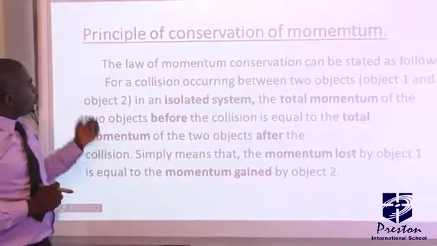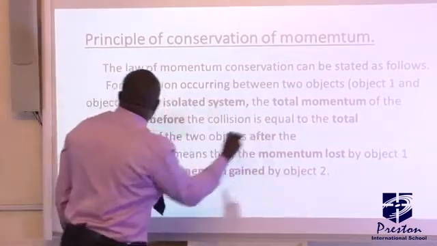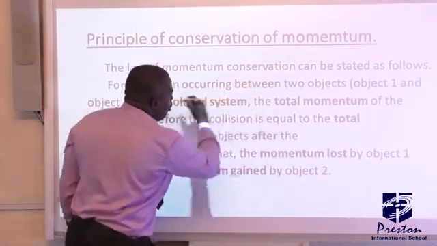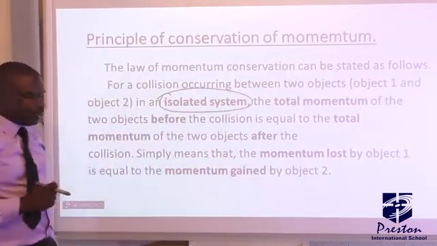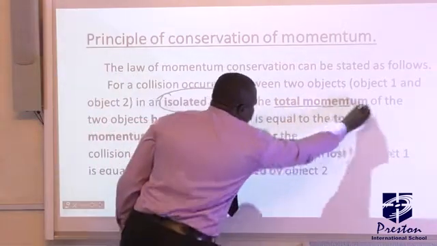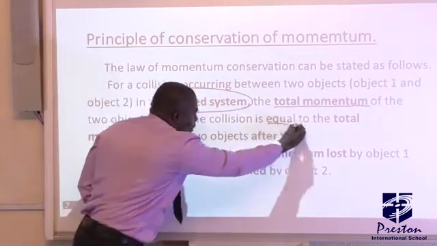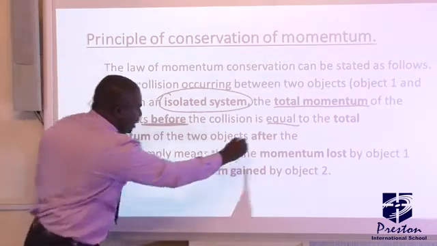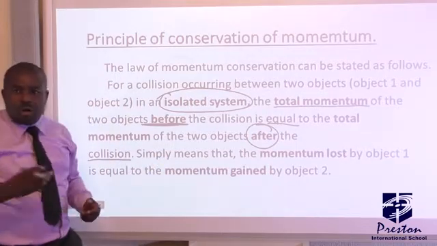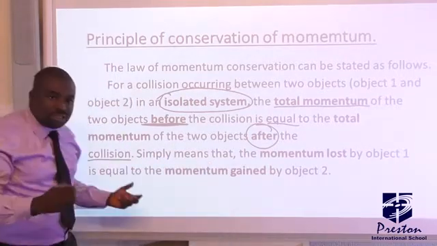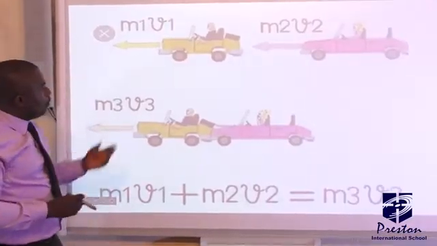So, let's move forward. Principle of conservation of momentum. There is a principle behind it, and the law is stated as follows. For a collision to occur between two objects in an isolated system, we are going to learn this in the Google class, the total momentum of the two objects before collision is equal to the total momentum of the two objects after collision. Which simply means momentum lost by a particular object is the same thing as momentum gained by another object. Let's see graphically or pictorially.